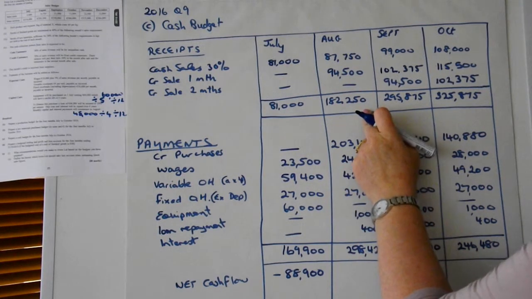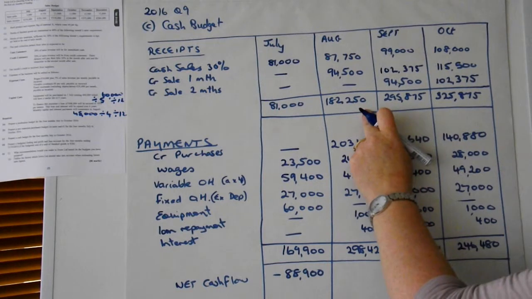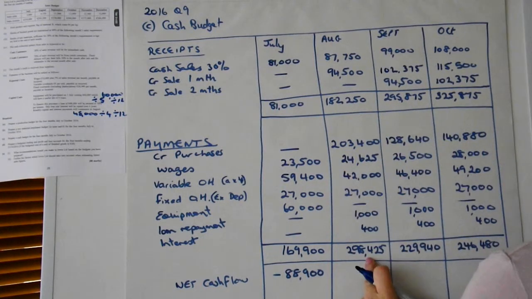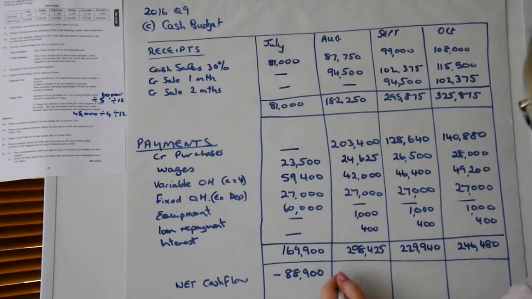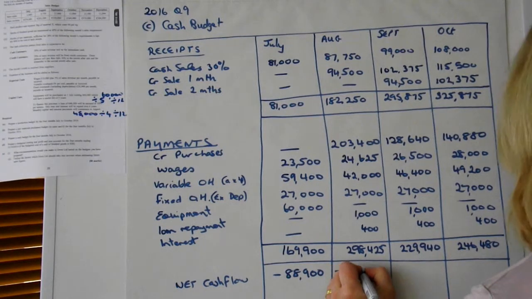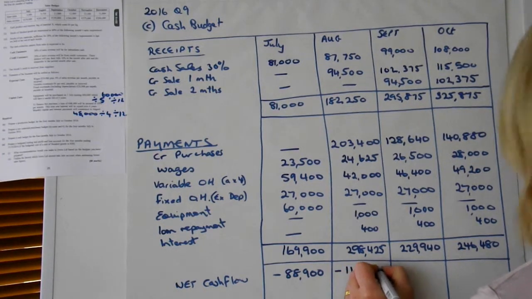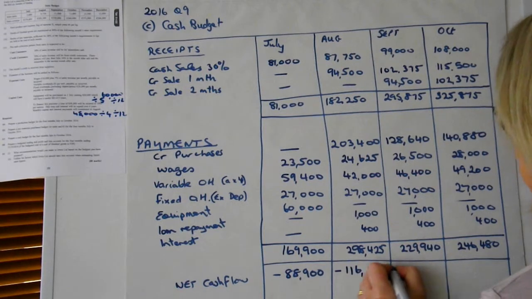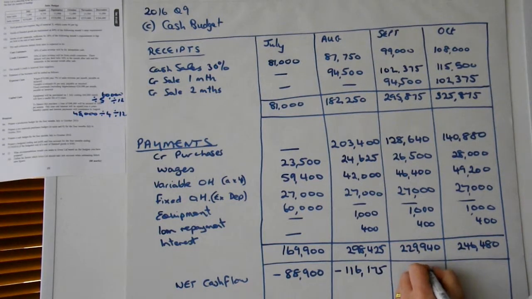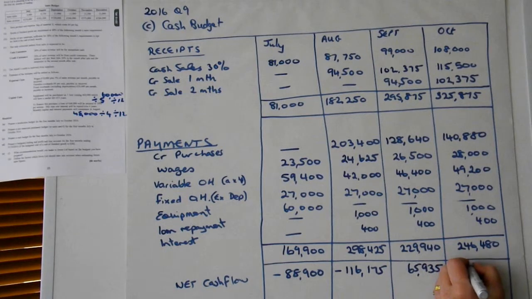So August, 182,250 minus 298,425 gives us a minus figure of 116,175, and so on across. In September, it's a positive figure of 65,935. And finally in October, it's a positive figure of 79,395. So that's the net cash flow.